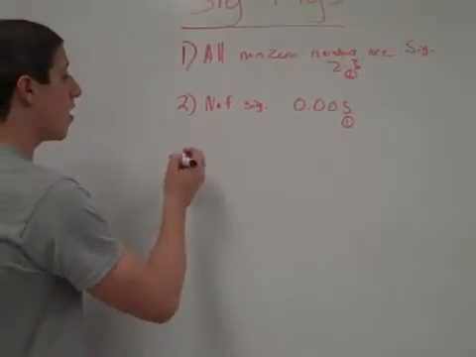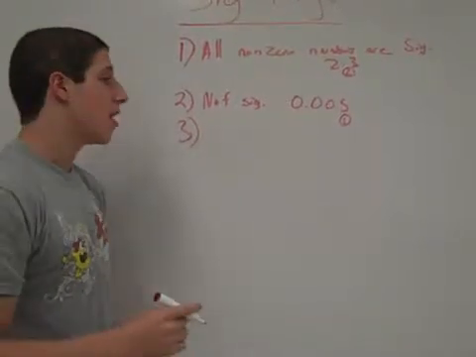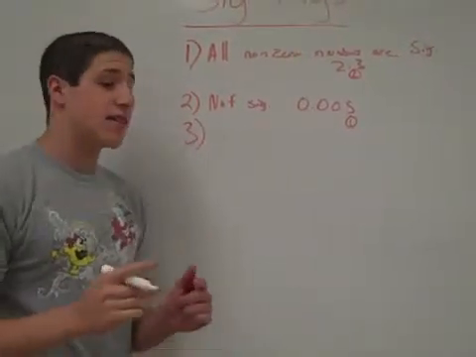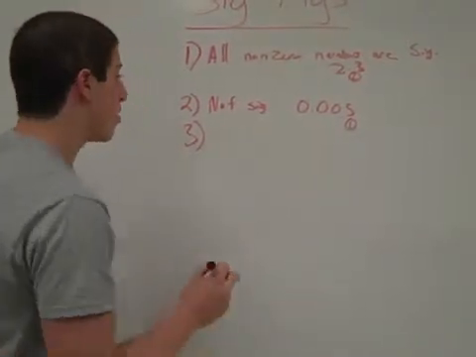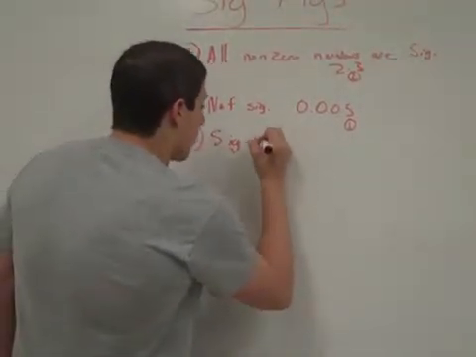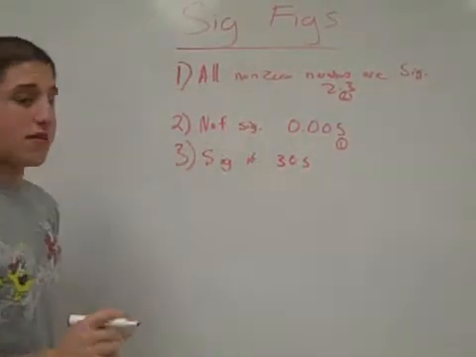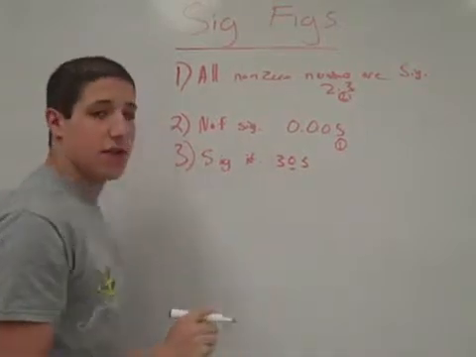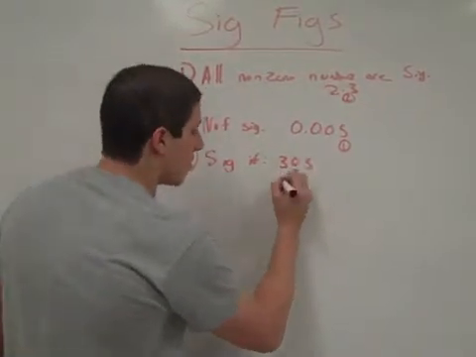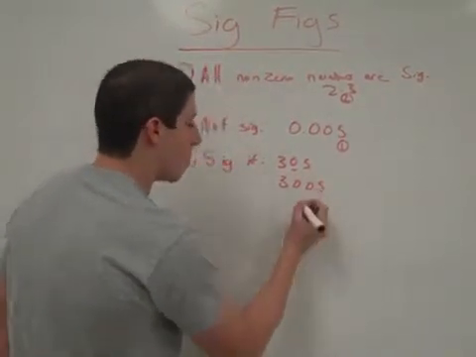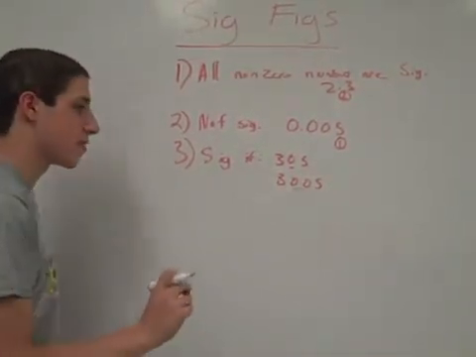But it is possible to have a significant zero in a problem. An example of a significant zero is if it's in between two significant figures, or if it's a zero after a decimal. So an example of this would be 305. In this case, the 0 is a significant figure because it is in between two other significant figures. Also, if you have 3005, both of these zeros are significant figures. They're locked in, in between two other significant figures.